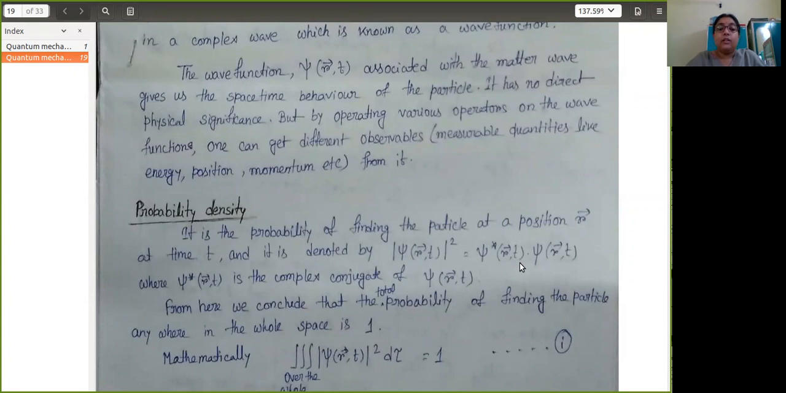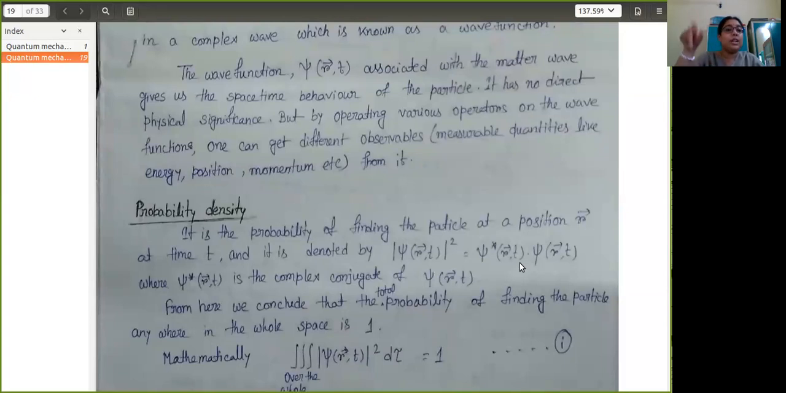The probability of finding the particle at a position within the range dr is given by mod psi square into dr, or mod psi square into d tau in 3 dimensions, where d tau gives you the elementary volume. So mod psi square d tau gives you the probability of finding the particle at the position r in time t within the volume element d tau.